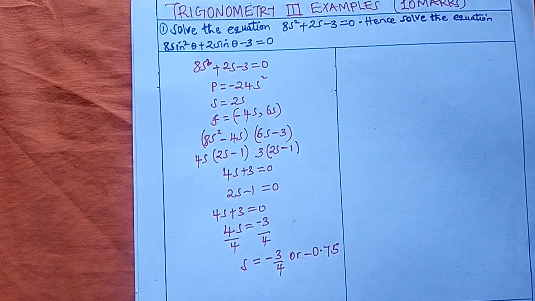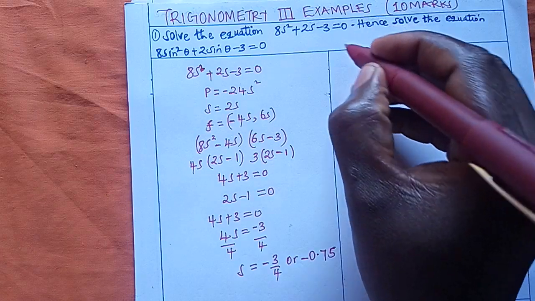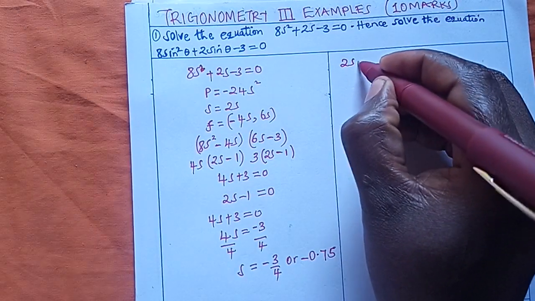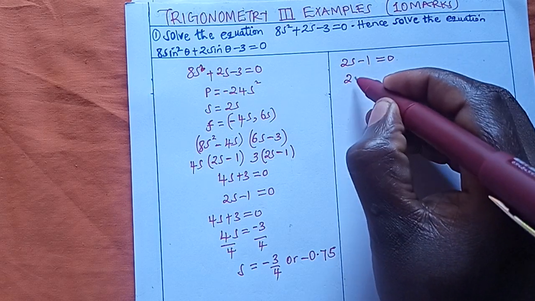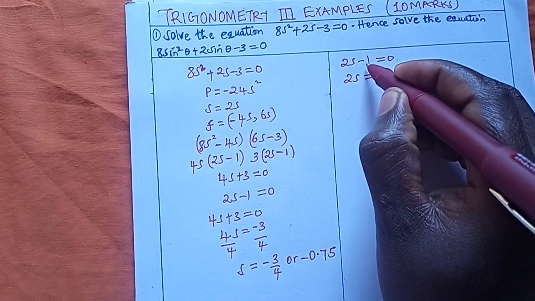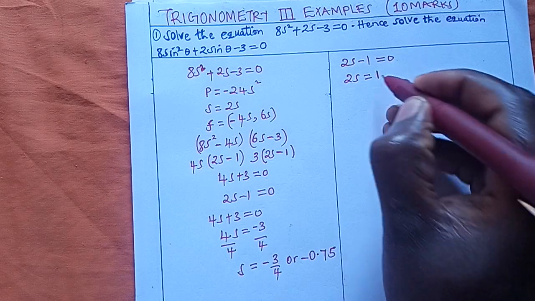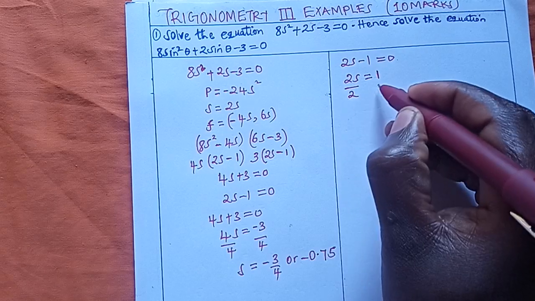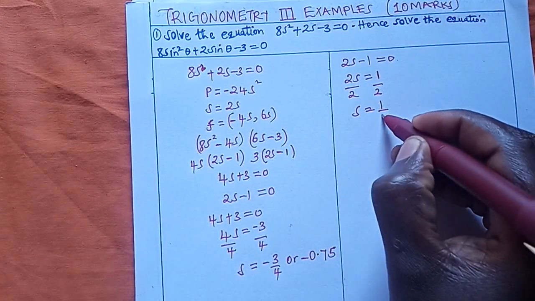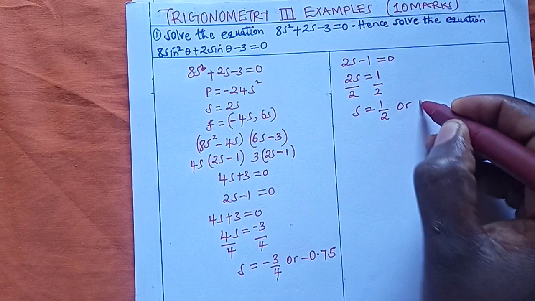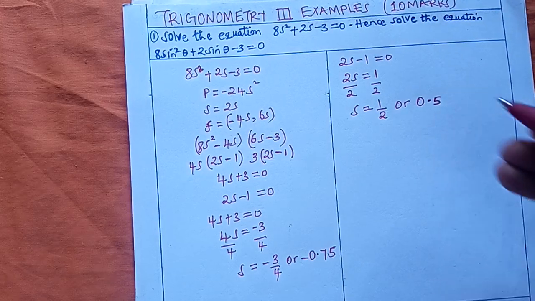Now let us proceed. What about the second part? The second part, which is 2s minus 1 is equals to 0. We do the same, put like terms together. We have 2s is equals to, these are negative. When it goes to the other side, it becomes a positive 1. You divide both sides by 2. Our s is going to be a half, or somebody can say 0.5.